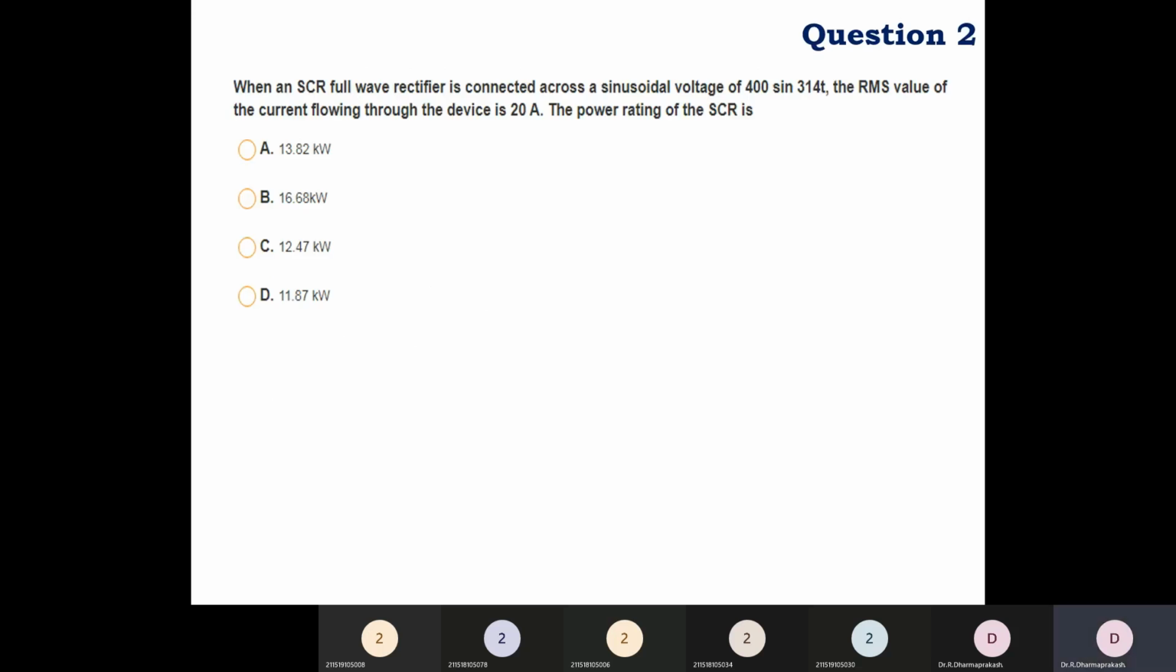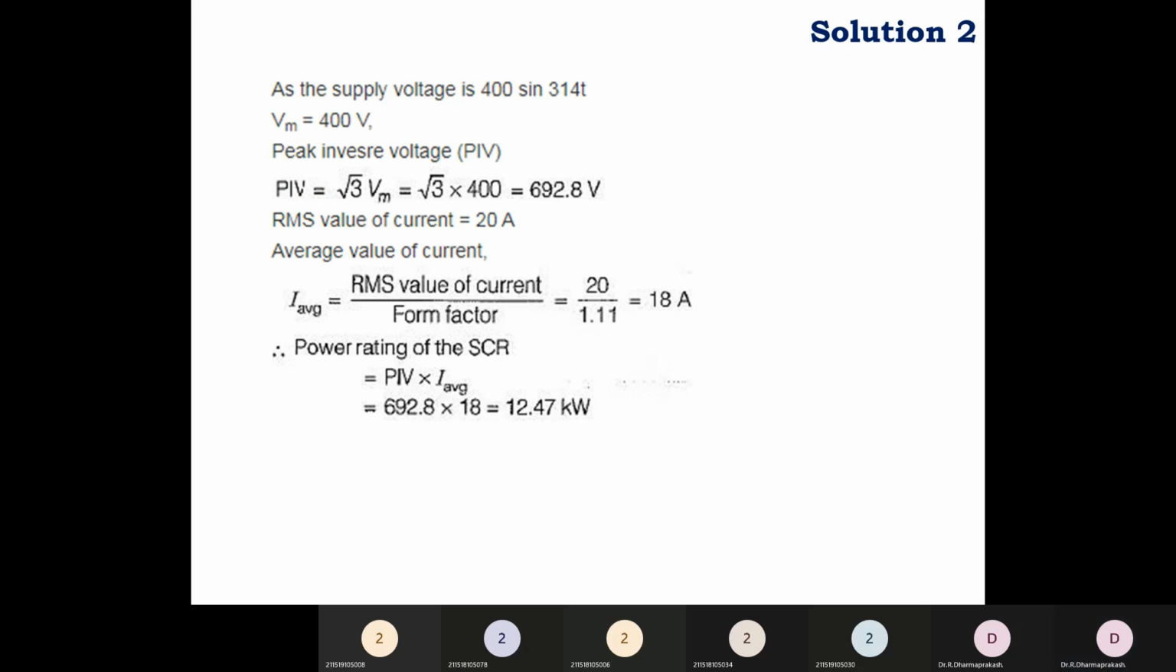Come to the next question. An SCR full wave rectifier is connected across a sinusoidal voltage of 400 sin 314t. The RMS value of the current flowing through the device is 20 amperes. The power rating of the SCR is equal to, that is, they are given the voltage and the current. From this, you have to find out the I square. As the supply voltage is 400 sin 314t, we know that Vm is 400 volts. Peak inverse voltage will be equal to root 3 Vm in this problem.